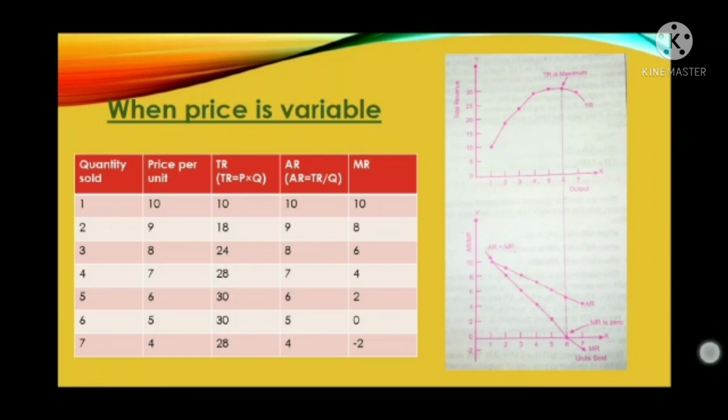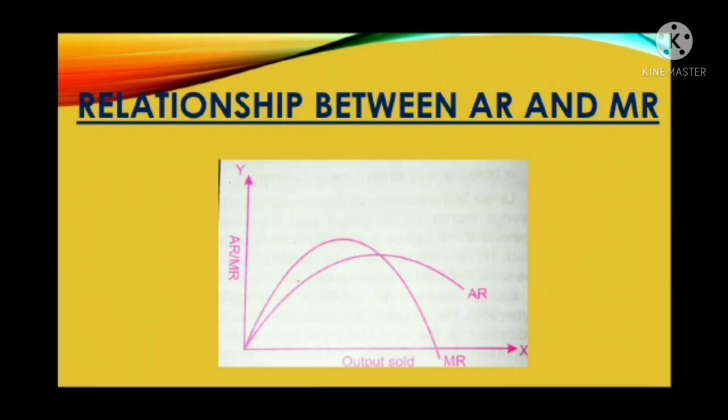Next, relationship between AR and MR. When MR is greater than AR, AR rises. When MR equal to AR, AR is constant, and when MR is smaller than AR, AR falls. You see here in this diagram, up to point K, MR lies above AR. Hence, AR is rising upwards. At point K, AR equal to MR. Therefore, AR becomes almost parallel to the x-axis.